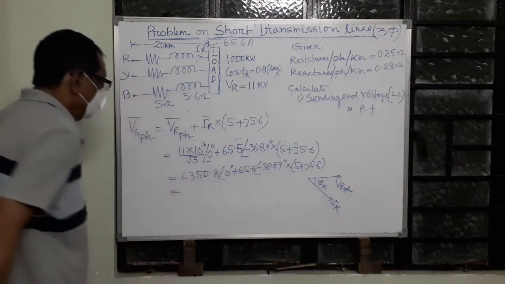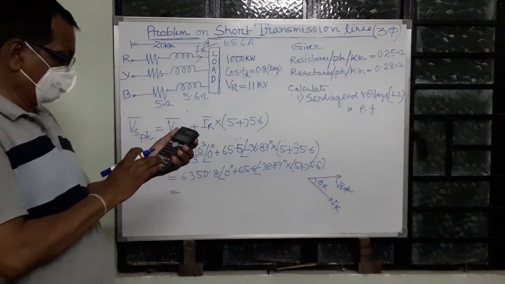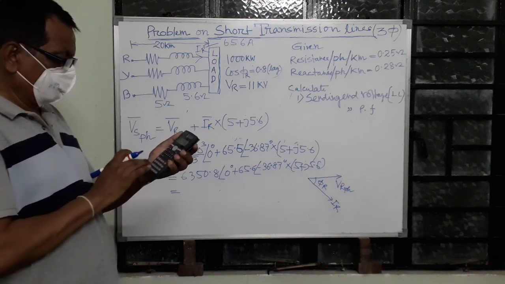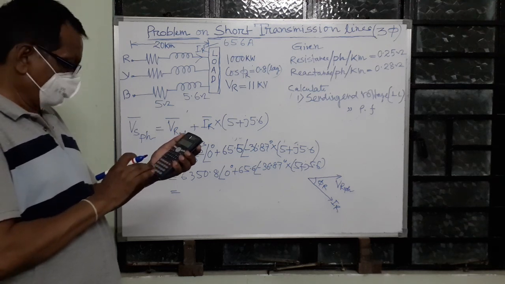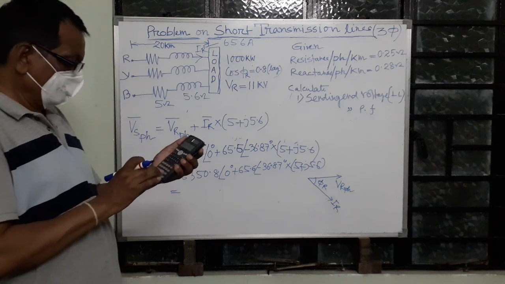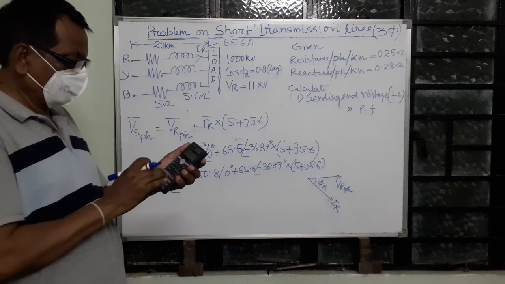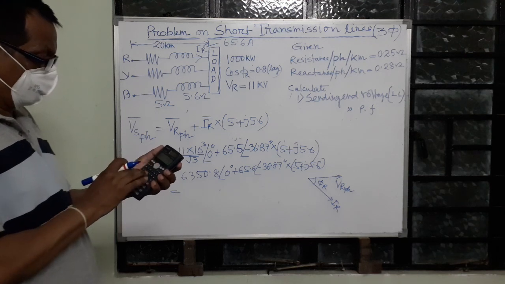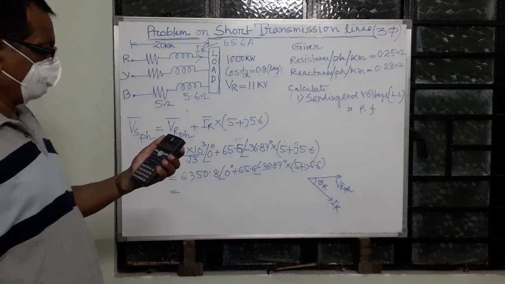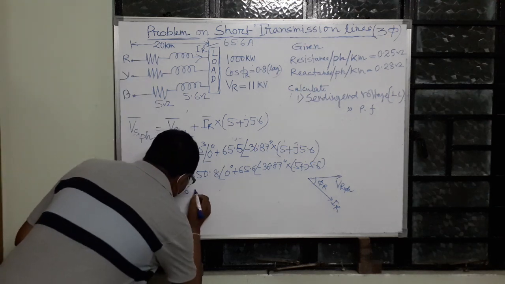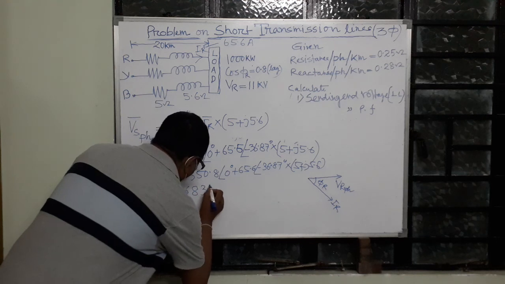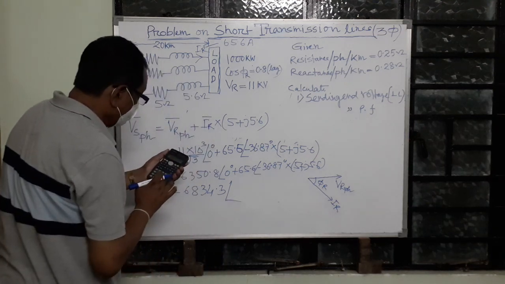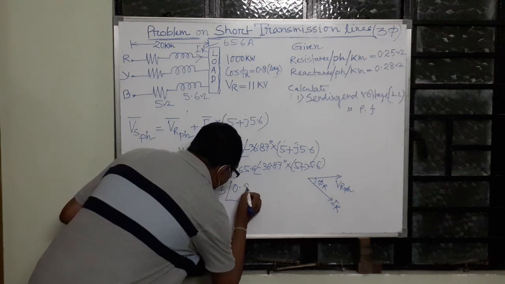So 6350.8 shift angle 0 degree plus 65.6 shift angle minus 36.87 multiplied by, within bracket, 5 plus 5.6 shift j, bracket, shift theta equal to 6834.3, angle 0.813.